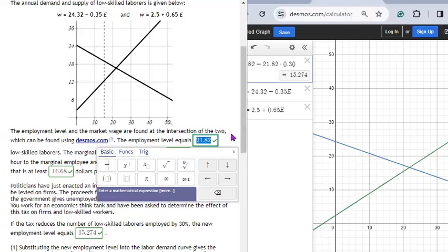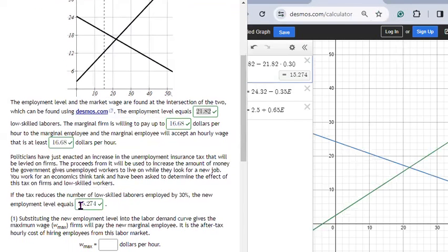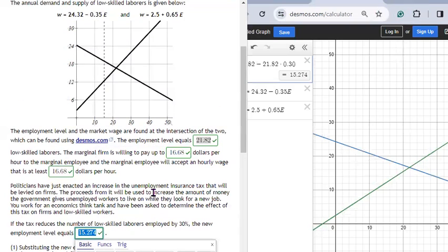Okay. Now what we want to do is we want to take this number and plug it into our labor demand equation, right? When we plug this number, 15.274, we're going to plug it into our labor demand equation, and the resulting number should be bigger than 18, right? Maybe it's about 19 something, right? And it's higher than the initial equilibrium wage, right? The initial equilibrium wage is 16.68.